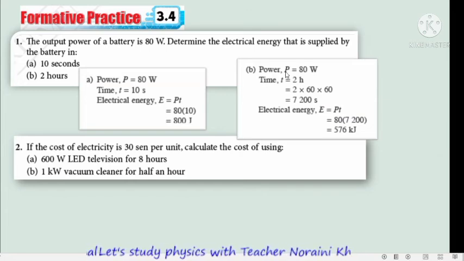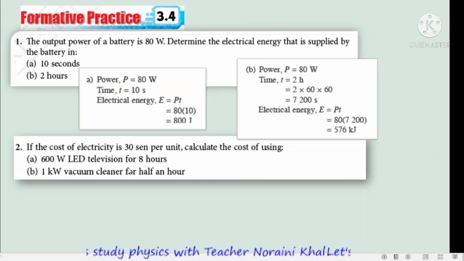For 2 hours, you need to convert the time taken, 2 hours, to second. Thus, electrical energy E equals to 80 watt multiply 7,200 second. Okay, you can write your answer in joule or kilojoule. So 576 kilojoule.